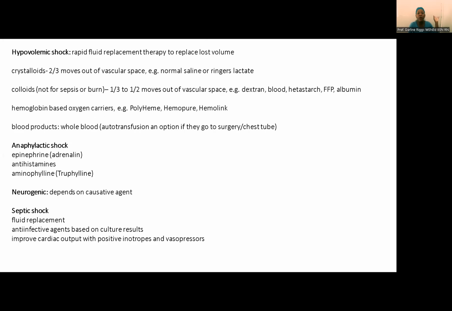Now let's talk about hypovolemic, right? Not enough volume. You need to replace it. That's simple. So you're going to see the crystalloids, right? Hypertonic solution. You're going to see the colloids. We may need to give blood, whole blood, depending on what's going on with the client. So that is the treatment for hypovolemic.